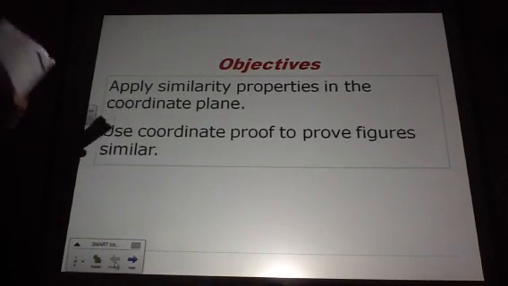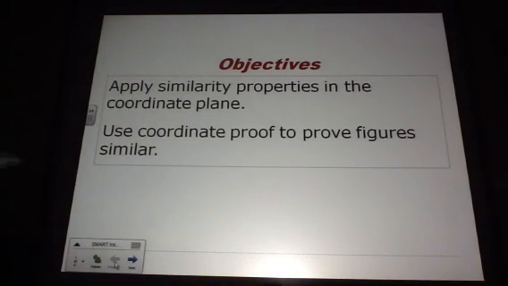Alright, today we're going to talk about 7-6, the last section of this unit. Our objectives are to apply similarity properties in the coordinate plane and use coordinate proof to prove figures similar.